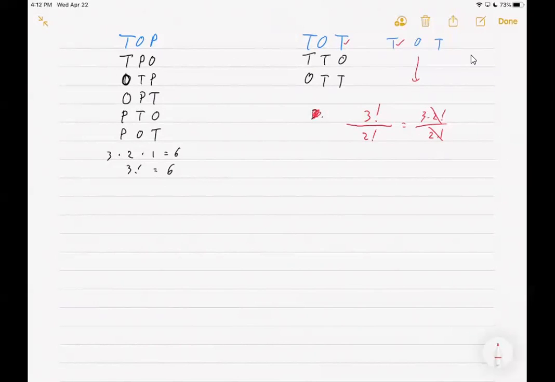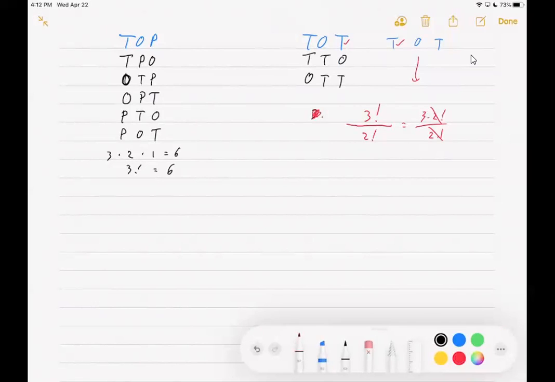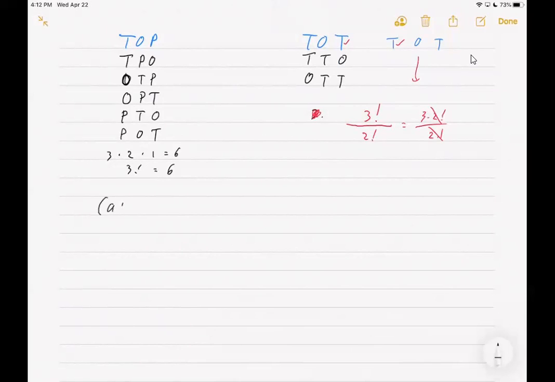Now, what does this have to do with a binomial expansion? Okay, let's consider what happens if I were to take A plus B and cube it. All right. We could think of A plus B as being sort of a hat with an A marble and a B marble in it. All right.